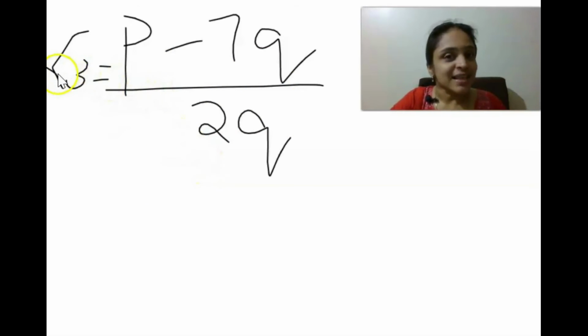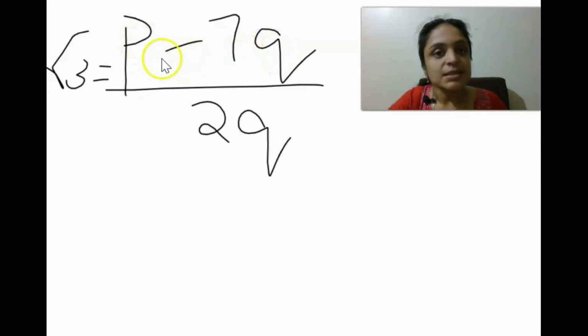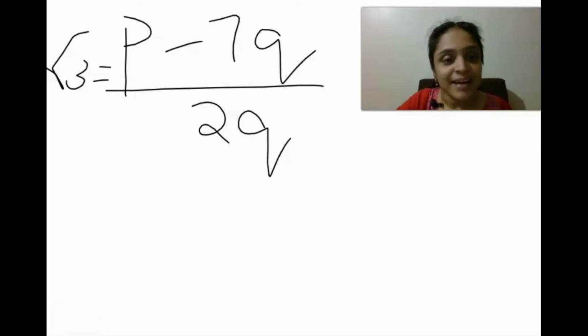But root 3 is an irrational number. But since p and q are co-primes, p minus 7q by 2q will be a rational number. So how can an irrational number, we have proved that root 3 is irrational, be equal to a rational number? We have seen that this is a rational number, but this is an irrational number.